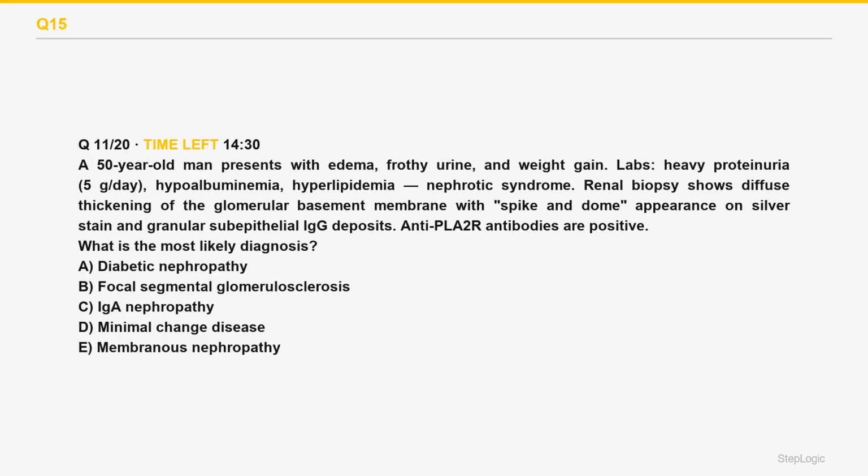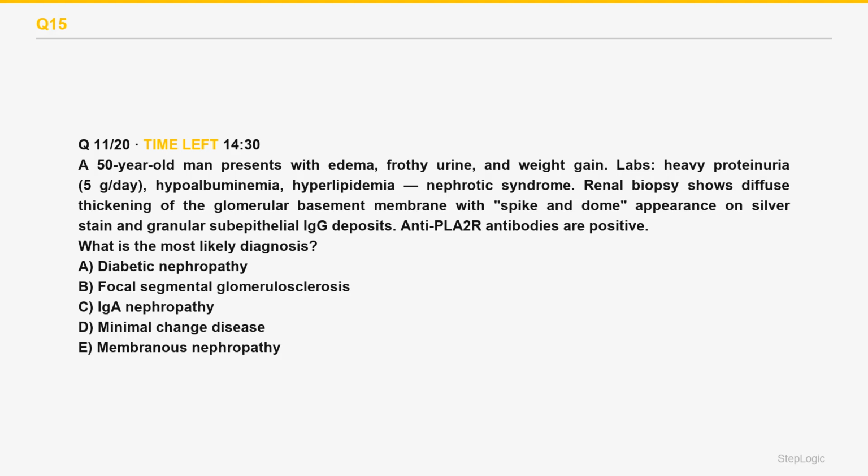What is the most likely diagnosis? A 50-year-old man presents with edema, frothy urine, and weight gain. Labs show heavy proteinuria, hypoalbuminemia, and hyperlipidemia: nephrotic syndrome. Renal biopsy shows diffuse thickening of the glomerular basement membrane with a spike and dome appearance on silver stain and granular subepithelial IgG deposits. Anti-PLA2R antibodies are positive.